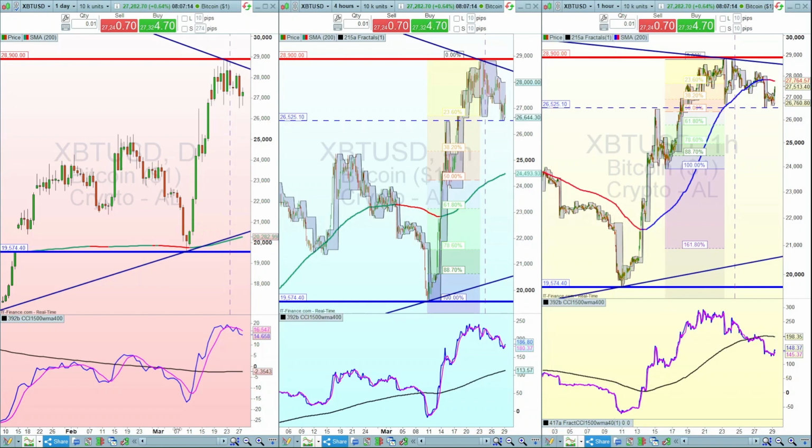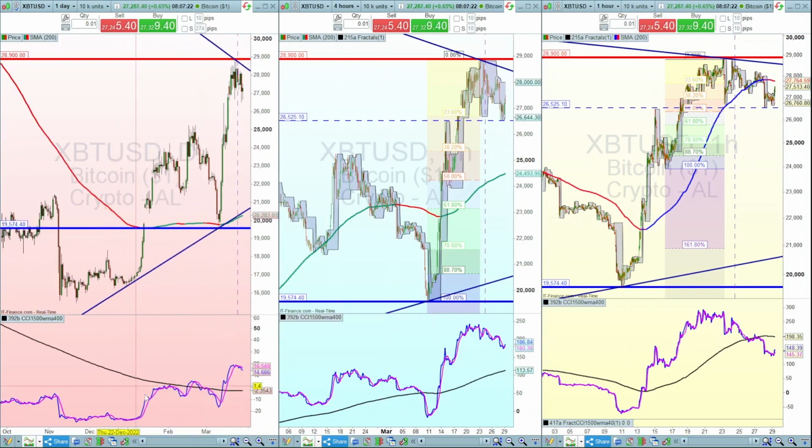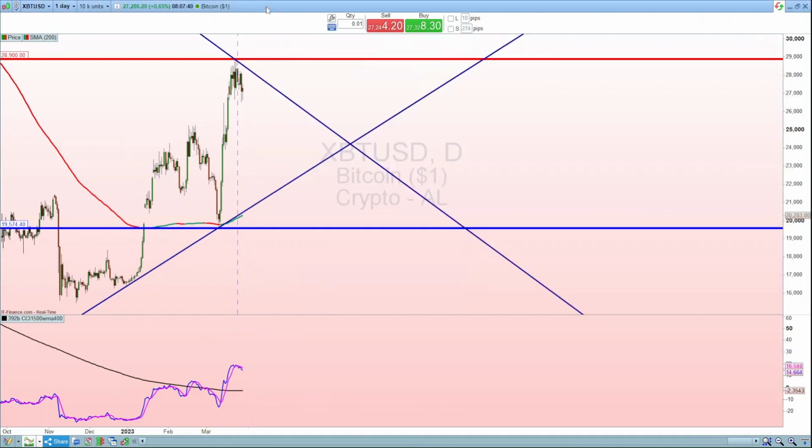This is the Bitcoin update. First of all, we look at the three timelines, the daily, the 4 hourly and the hourly. You can see here, we look at the CCI 1500 with its moving average of 400. That's broken up to the upside on the daily, and on the 4 hourly it's also in a bullish momentum. But on the hourly, it's dropped below its moving average, which is a bearish signal. So just be cautious about going long at this point. We'll drill down to each of these just to get a clearer picture.